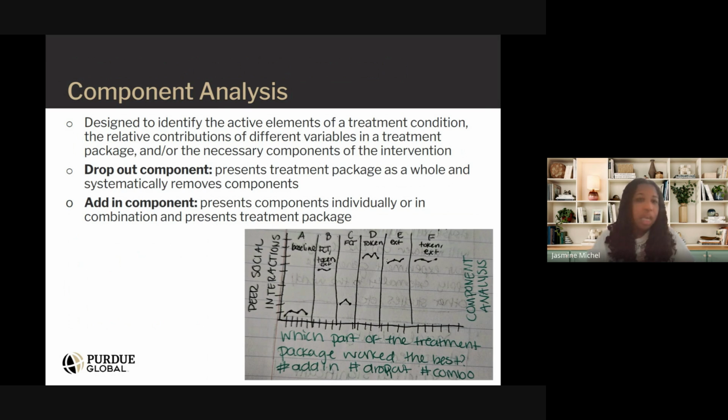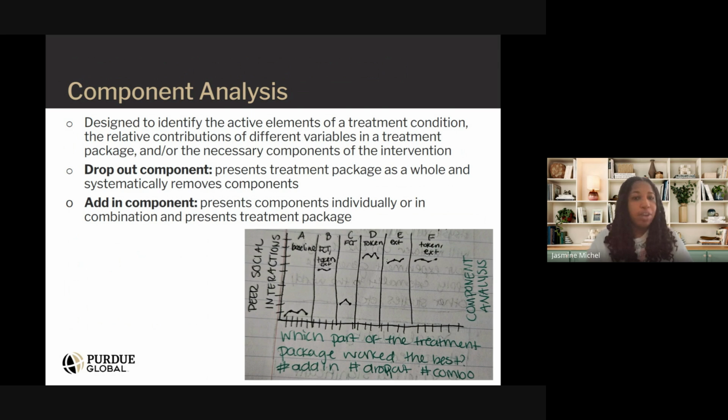For a component analysis, you're basically going to identify all the active elements of a treatment, or the necessary components of the intervention or the independent variable. But there are two types of components. There's the drop-out component, where you present the treatment package as a whole, and then systematically, slowly, you remove some of the components, like some of the interventions. And then there's the add-in component, where you present components individually, or in combination. You can put 2, 3, and then after that, you present the whole treatment package.